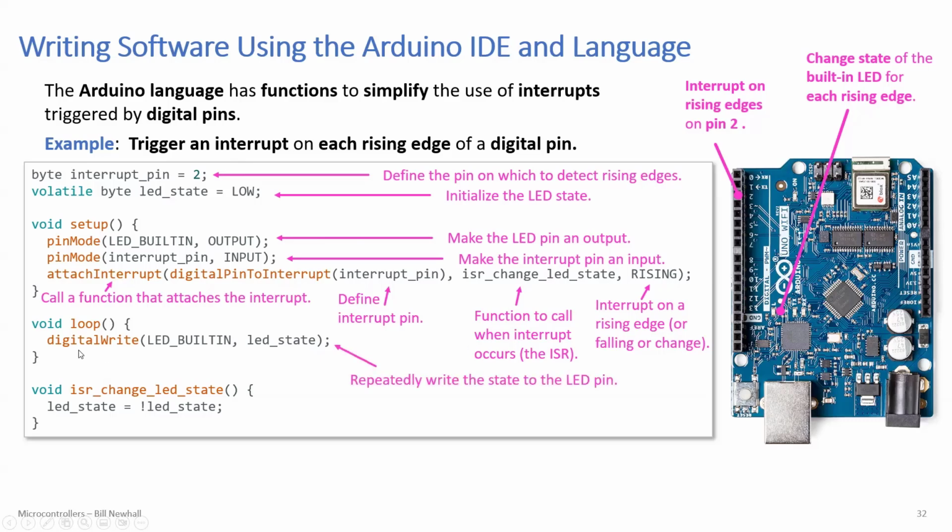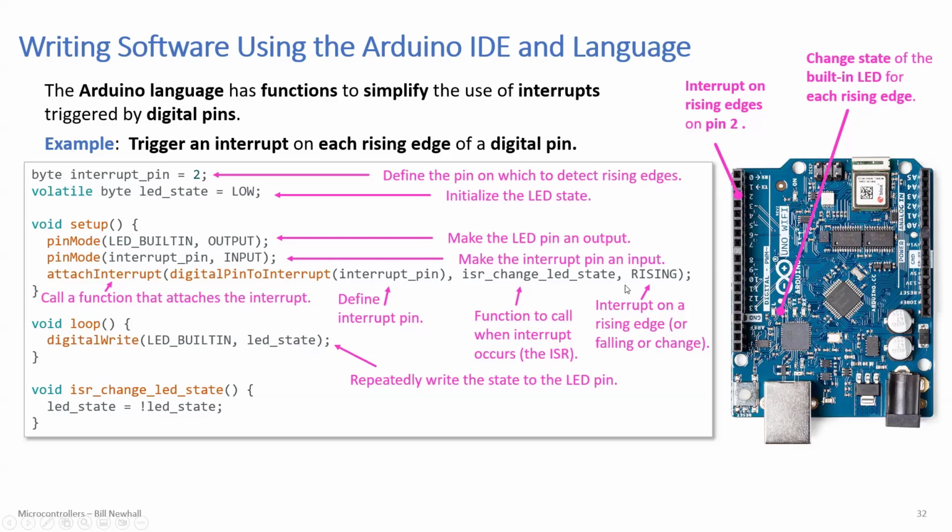Okay, and then the loop. Look at the loop. This is very simple. Digital write the LED state to the pin. So that LED is going to start at the initial value. And this loop just runs. So it looks like it's an infinite loop that doesn't do anything. If you didn't have an interrupt service routine, this would just loop infinitely and this program wouldn't really do anything. It would just constantly write that one state to the LED. But we know that we have an interrupt.